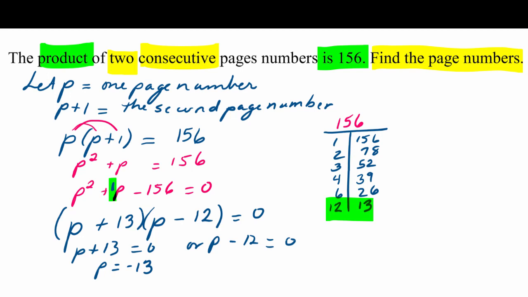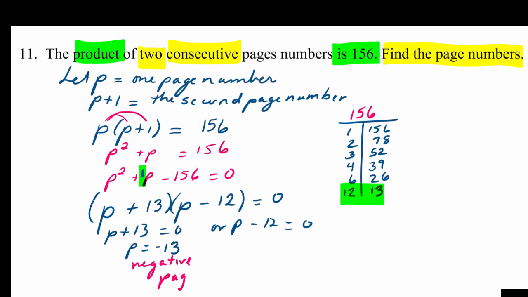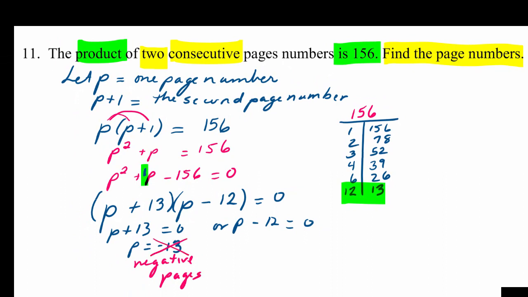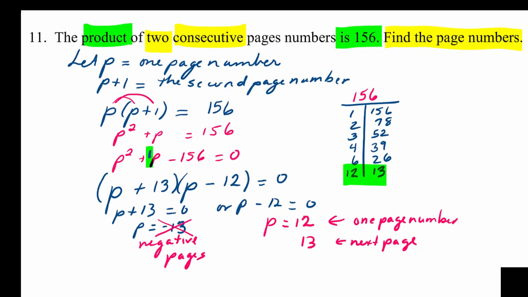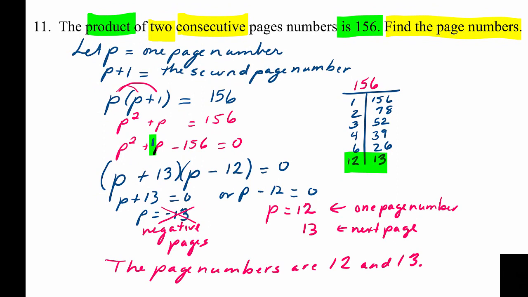Now tell me what you think about that number. Well, remember, these are page numbers, so I don't know about you, but I haven't seen too many books with negative pages. Okay, so negative pages, that's a no. So we cannot use this guy. But over here we get P equals 12. So P, this is my one page number, isn't it? And then the next page number, because they want us to find both, is 13. Next page. So conclusion statement. My conclusion statement says the page numbers are 12 and 13.